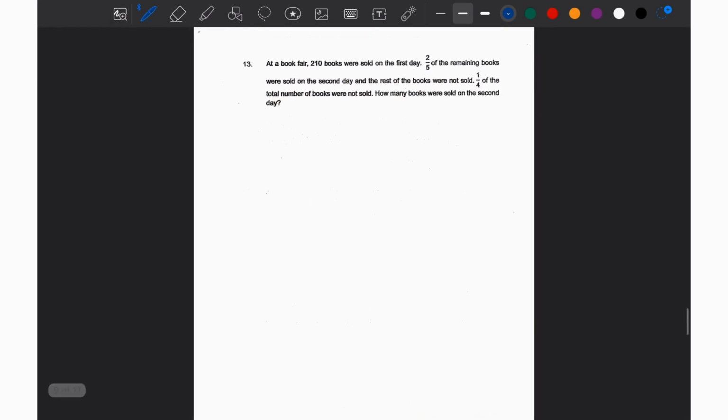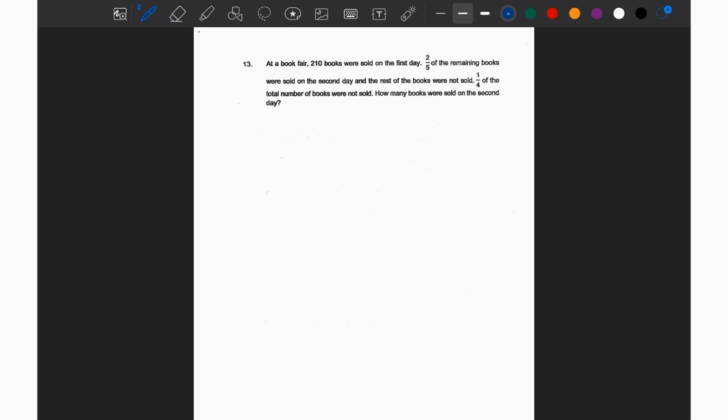Question 13. We're given that at a book fair, 210 books were sold on the first day, and then 2/5 of the remaining books were sold on the second day, and the rest of the books were not sold. 1/4 of the total number of books were not sold. How many books were sold on the second day?